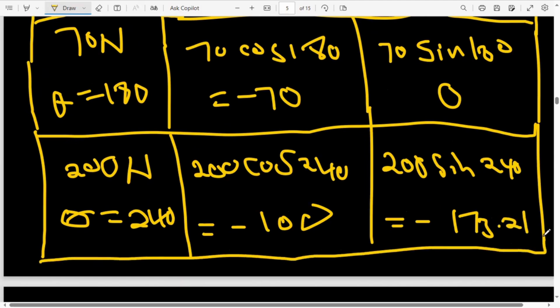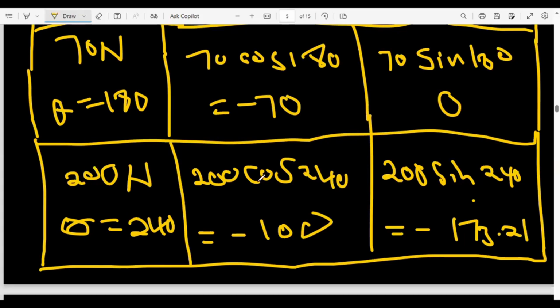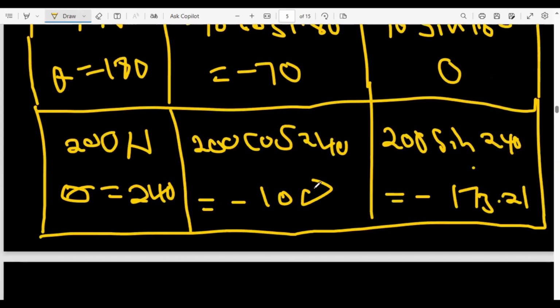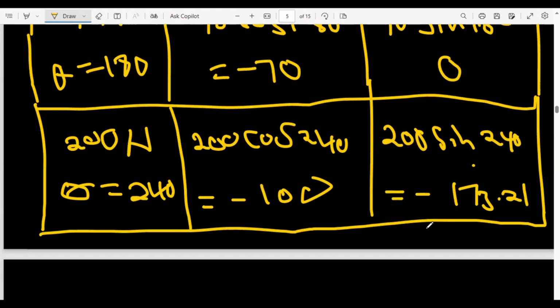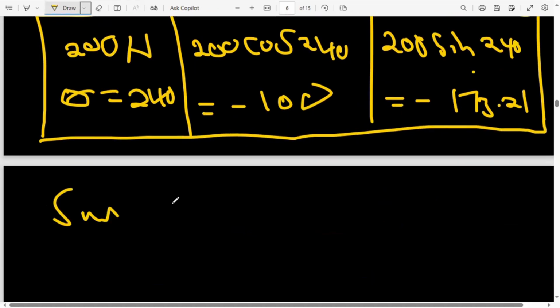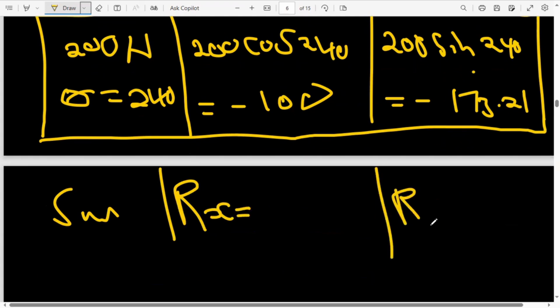What is remaining is adding them. In this X component column, we are going to add all these, and even in the Y component, we are going to add. As I was saying, we are adding all the components in the X and also all the components in the Y. We are going to say sum here, the summation of the X component and the summation of the Y component.